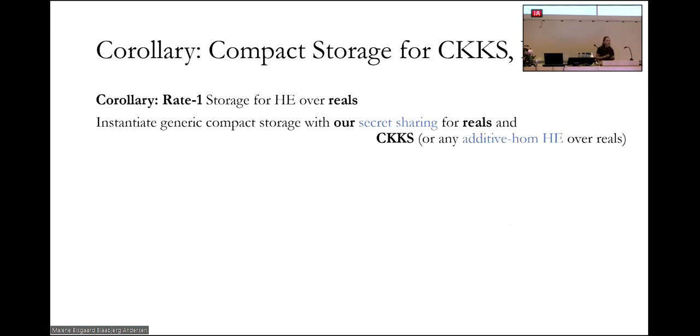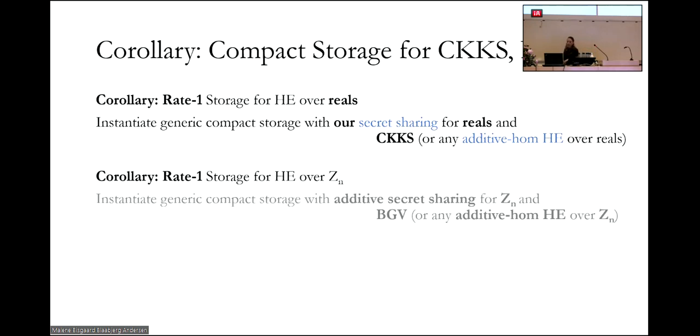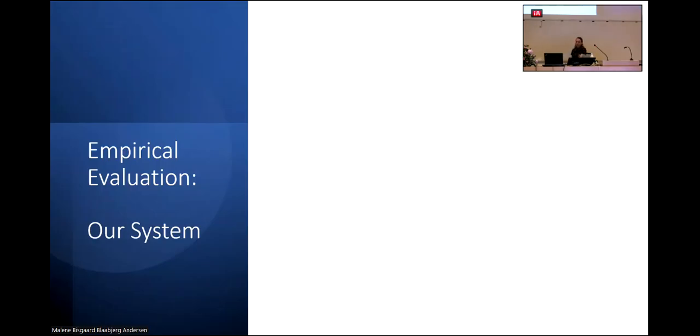How do I do it? I use CKKS and our secret sharing scheme. And I get no overhead because the shares in our scheme are exactly the same size as the input, the secret X. And I also can do it for ZN. So I can have no overhead storage for ZN if I instantiate it, as I said, with additive secret sharing and BGV. Okay, I think I need 2 more minutes.